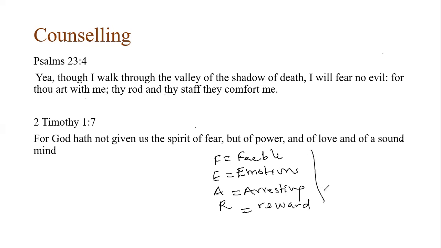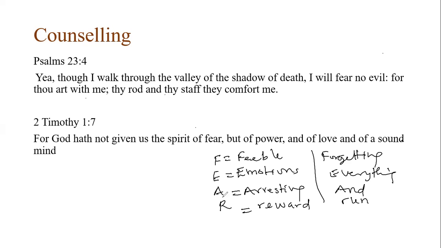You can say that fear is forgetting everything, and run. Some people will just be like, should I run out of this exam? No, don't run. Don't be afraid. Or should I run out of this house so that I will not write the UTME? No, please. That is fear. Fear is feeble emotion arresting all reward, the reward of all the labors you have been putting into preparation for this exam. Don't permit fear.